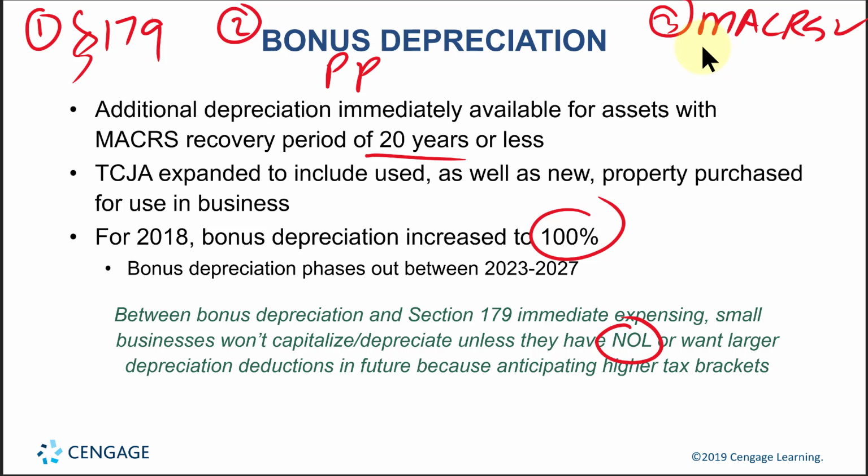Okay, so 179, if you don't elect it, that leaves you to claim 100% of the bonus, and that leaves nothing now for the MACRS. There may be situations where you do want to claim 179 and elect out of bonus. And that means now you take MACRS depreciation on anything remaining that wasn't deducted in 179 or bonus.